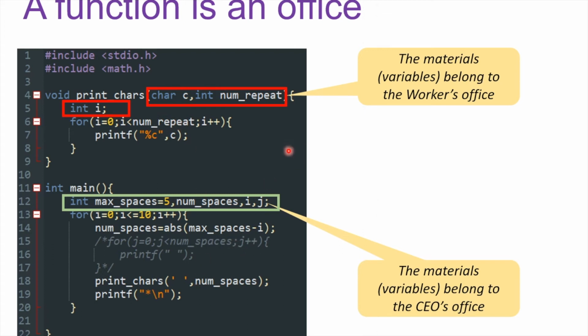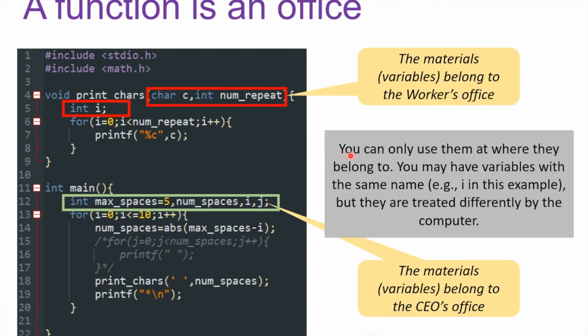Okay, so think of them as offices. This variable scope will be more clear. So then you may have variables with the same name. For example, you have i in the CEO's office and you have another i in the worker's office. They are with the same name. However, they will be treated differently by computers. Don't mix them up.